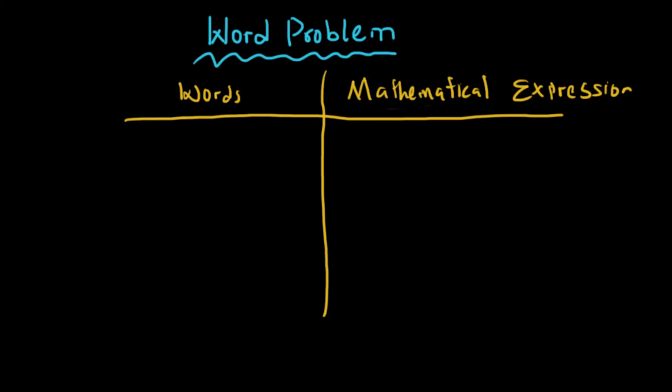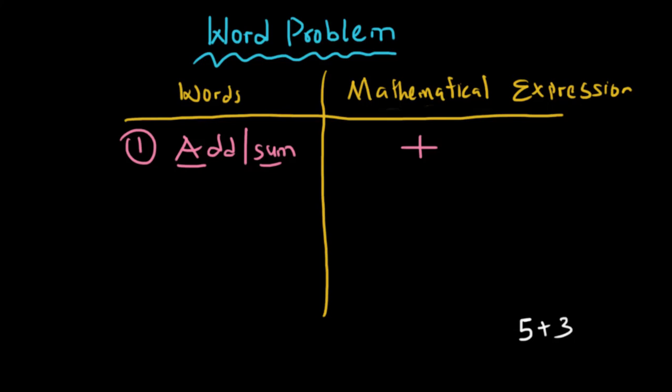Now, the first word I'm going to be considering is add or sum. When you see add or sum, what does it mean? Plus. Do you understand? For example, the sum of 5 and 3 means 5 plus 3. Or add 7 to 8 means 8 plus 7. So, add or sum, the mathematical expression is plus.